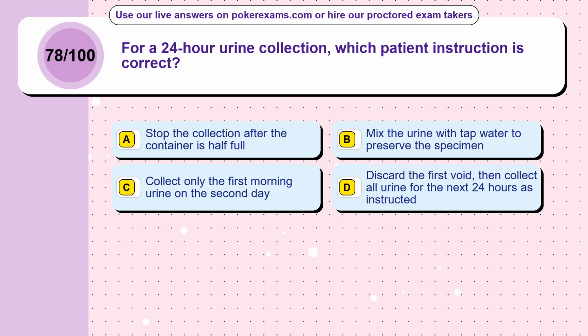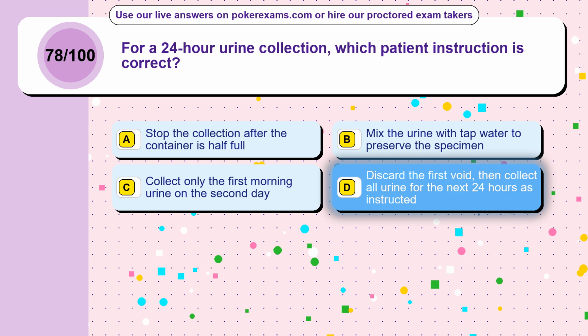Question 78. For a 24-hour urine collection, which patient instruction is correct? Option A. Stop the collection after the container is half full. Option B. Mix the urine with tap water to preserve the specimen. Option C. Collect only the first morning urine on the second day. Option D. Discard the first void, then collect all urine for the next 24 hours as instructed. The correct answer is option D.